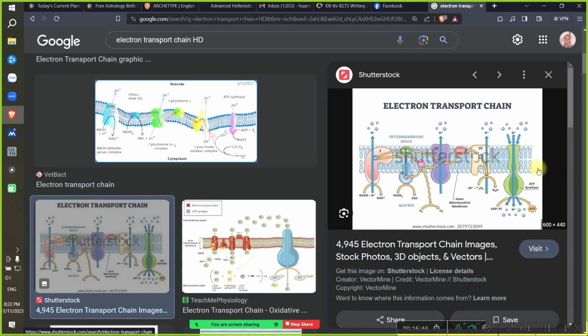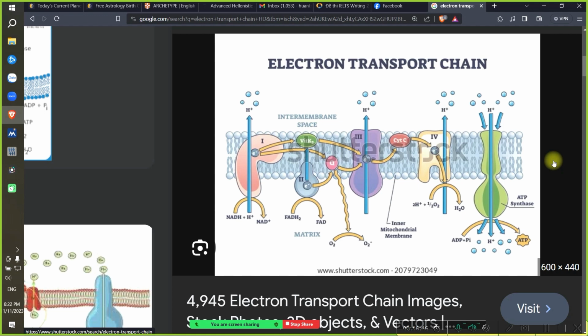Okay, hopefully if I show this picture on, there won't be any problem. Anyway, so basically here, what happened is after the Krebs cycle, the H plus moves out of the cell.